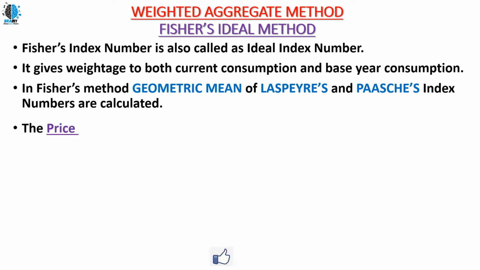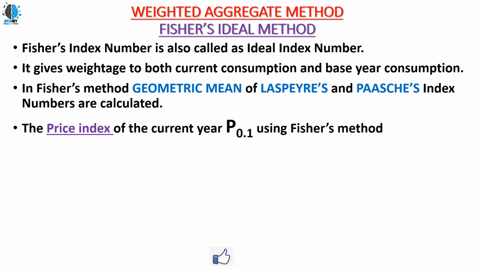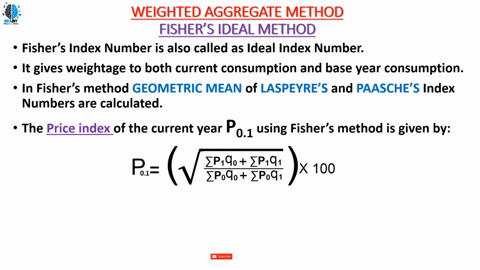So the price index of the current year P01 using Fisher's method is given as under root of summation P1 Q0 plus summation P1 Q1 whole divided by summation P0 Q0 plus summation P0 Q1. So which formula is this? This is the formula of our Marshall Edgeworth method. The Marshall Edgeworth method has given the weight to both the present, current year and base year. So to that formula we just have to take the under root. If I take the under root of the Marshall Edgeworth method, it will be our Fisher's ideal method.